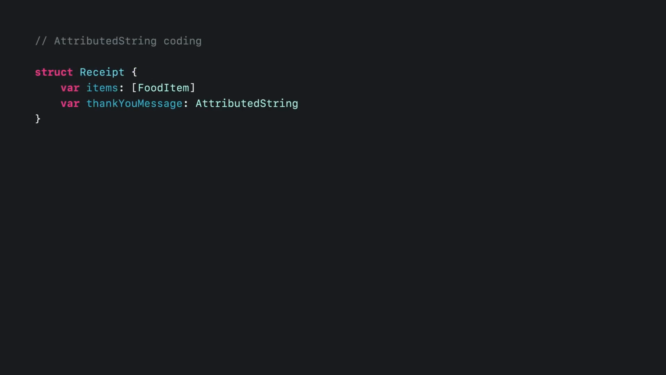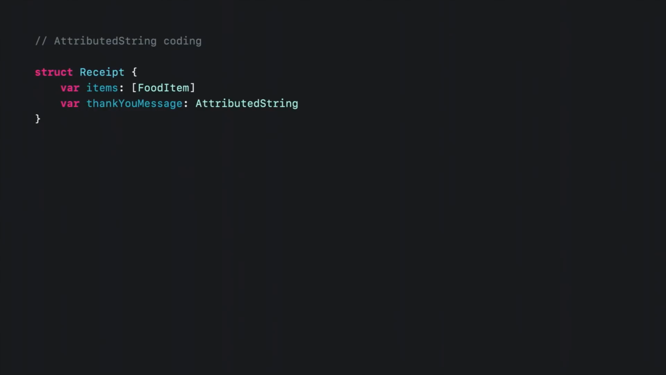Now let's look at encoding and decoding. Here's a struct that holds a receipt from our Cafe app. Again, I'm using the attributes provided by SwiftUI, UIKit, AppKit, and Foundation. That means that attributed string's default codable implementation is all I need. I just add the codable conformance to receipt, and I'm done.